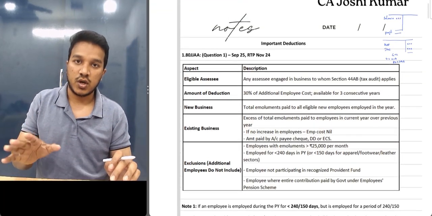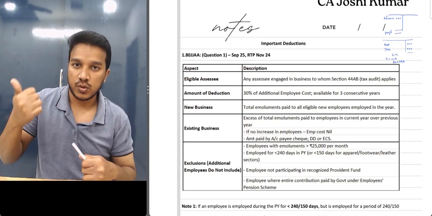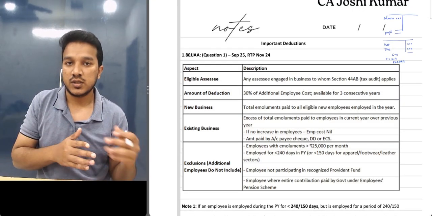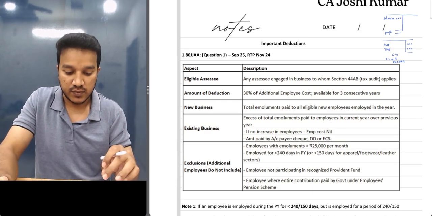From deductions you'll not get a separate question. 1 or 2 adjustments you'll get to see in your total income question, the first question, and 1 or 2 adjustments in your DTAA question. Okay, so we'll discuss first.